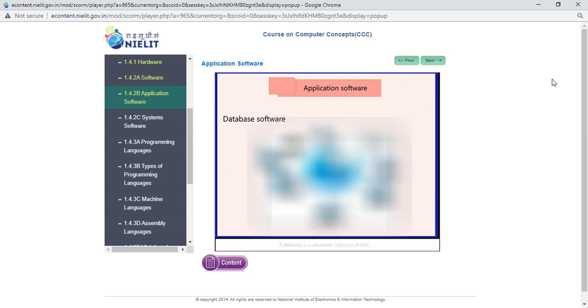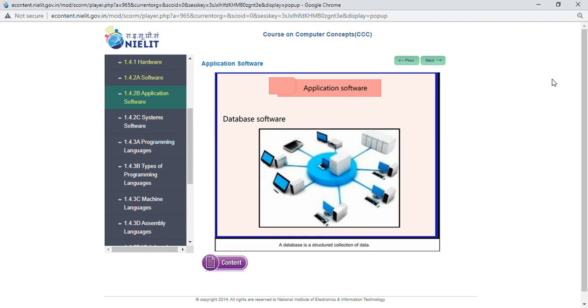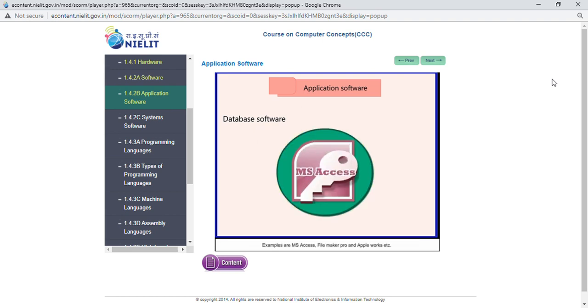Database software. A database is a structured collection of data. This database software allows the users to store and retrieve data from databases. Examples are MS Access, FileMaker Pro, and AppleWorks, etc.